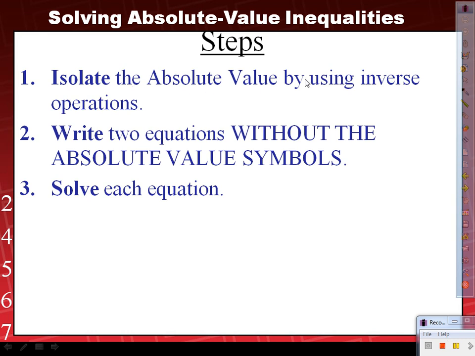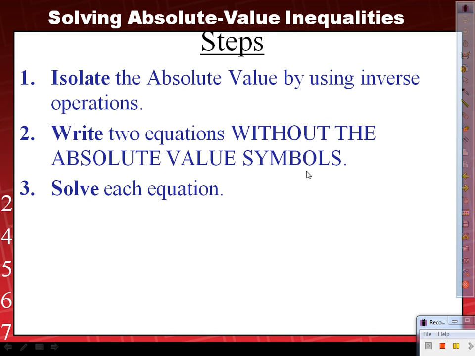You first isolate the absolute value. From there you write 2 equations and then you solve. Remember that? But now we're in an inequality, so that means we don't write 2 equations. What do we write? 2 inequalities. Everybody with me? All right, so here we go.